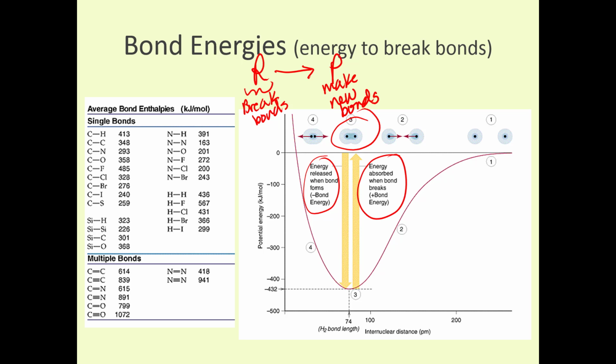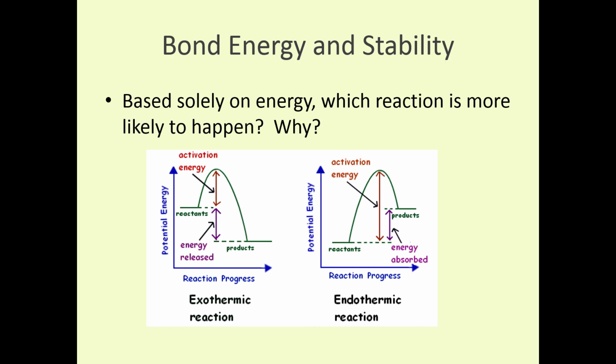So that's positive bond energy. Energy is released when bonds form. That's negative bond energy. Releasing is negative. Now, no energy can really be negative. You can't have energy below 0. It just means that it's less energy. Okay. So bond energy and stability. So we'll look at these two diagrams.